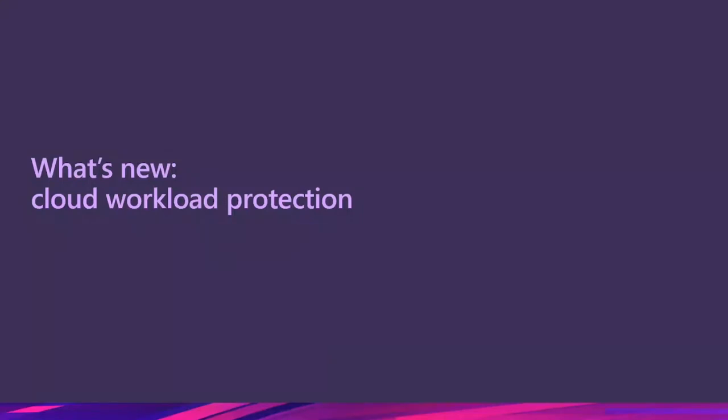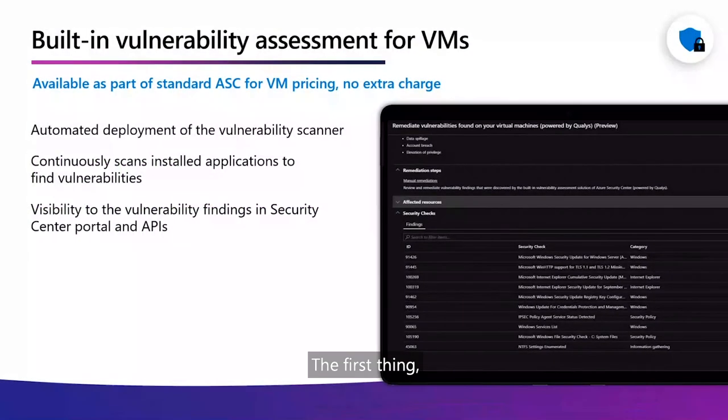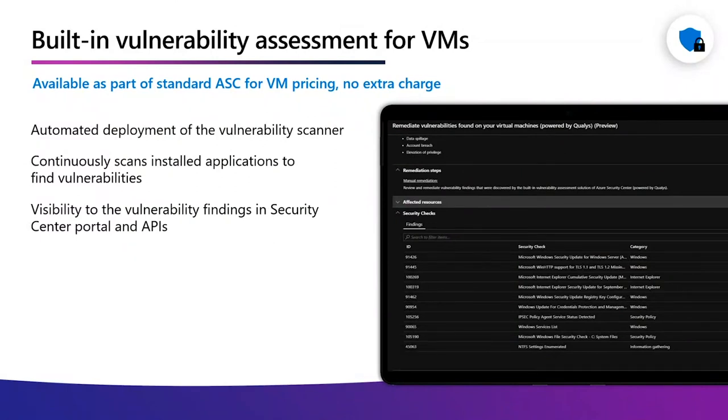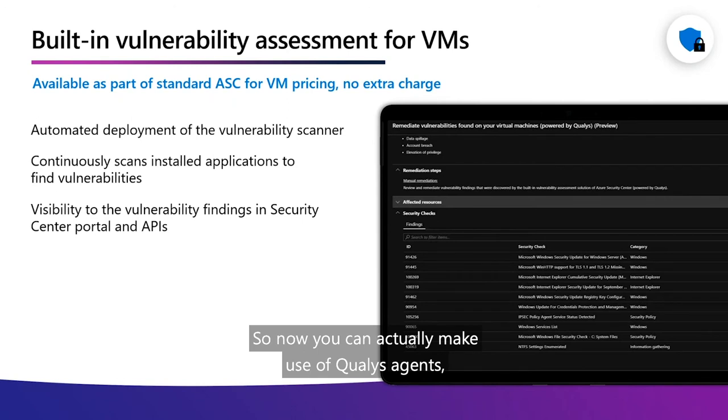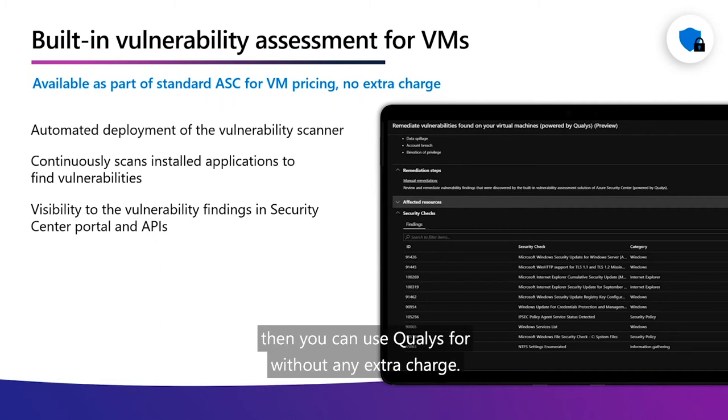And next, please let me move on to the next part, Cloud Workload Protection, which has a lot of new capabilities recently announced. The first thing I'd like to introduce is built-in vulnerability assessment for VMs. Now you can make use of Qualys agents for your VMs, both Windows and Linux on Azure, to get vulnerability assessment. If you use Azure Security Center Standard, then you can use Qualys without any extra charge.